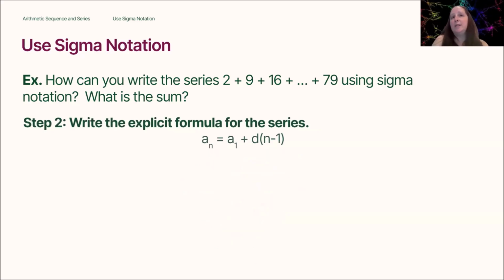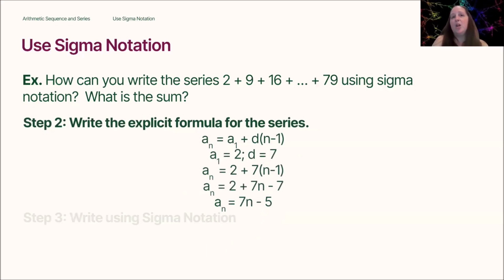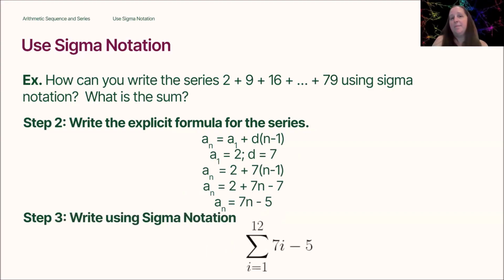I'm going to write the explicit formula for the series. I know my first term is 2. I know my common difference is 7. Now I'm going to simplify it. All I'm doing is multiplying that 7 through. 7 times n is 7n. 7 times 1 is -7. So 2 minus 7 gives me -5.